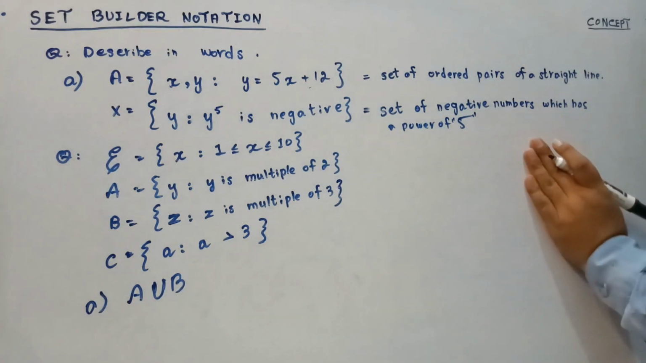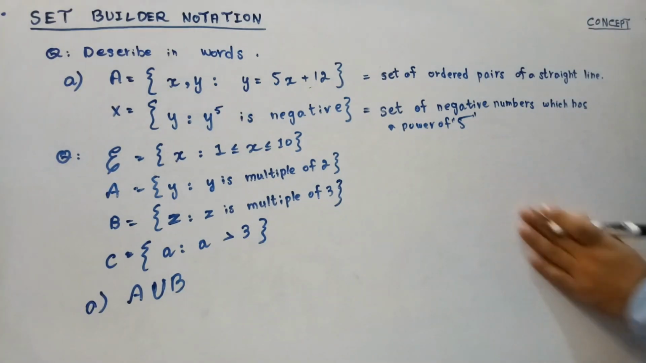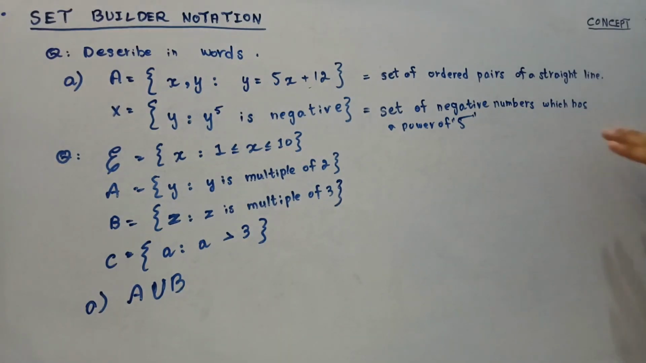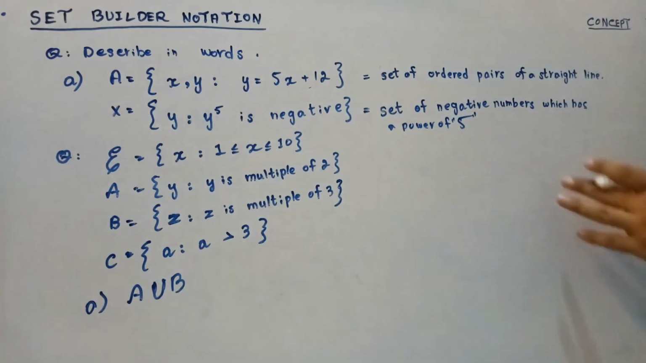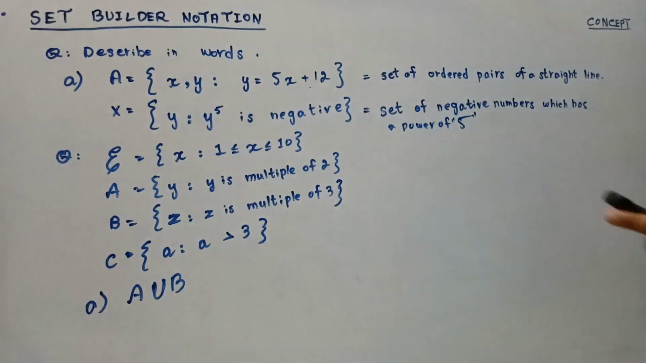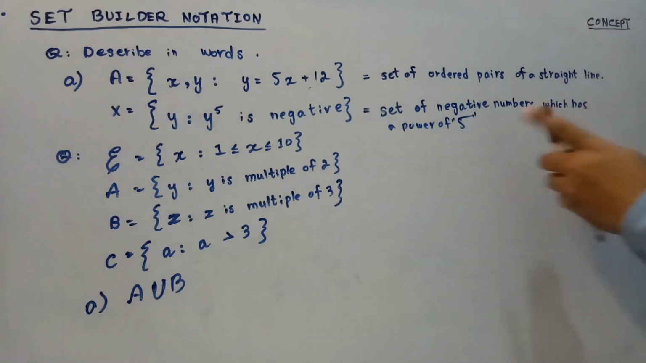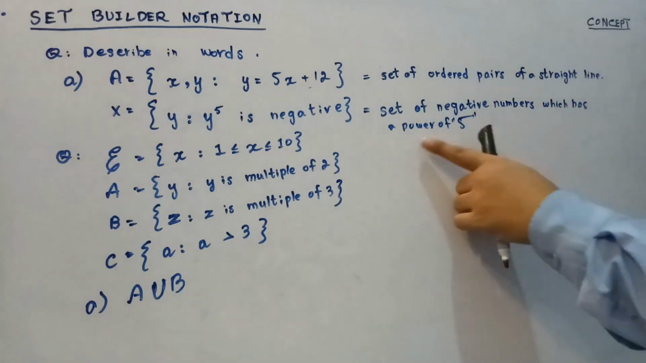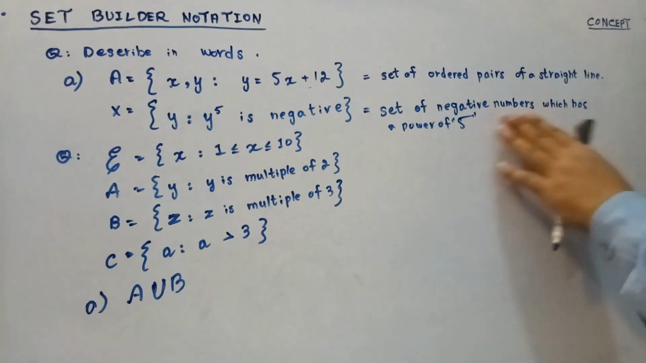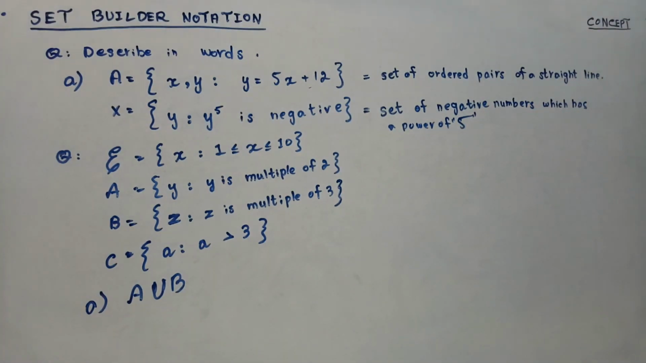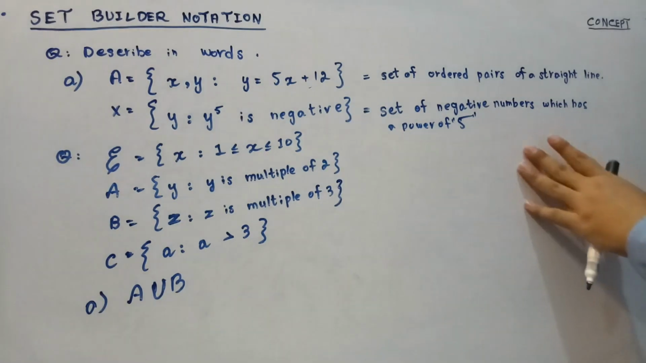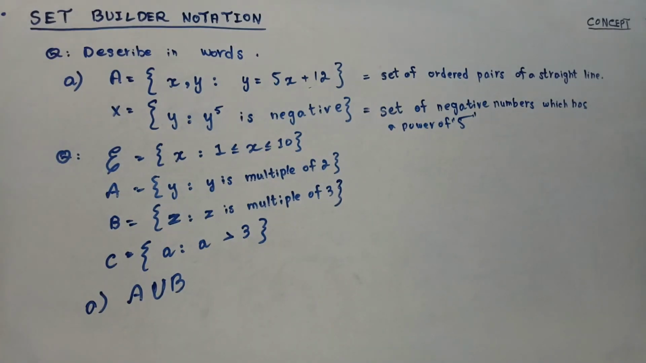A set of negative numbers, we can say, which have a power of 5, or we can say a set of negative numbers with a power of 5, clear? So we have described this set in this way, in words, as a set of negative numbers, because actually the numbers are negative, okay, and we have a power of 5 on them, clear? Got it? Okay, so we have written it in descriptive form. We can say we have described this in words.